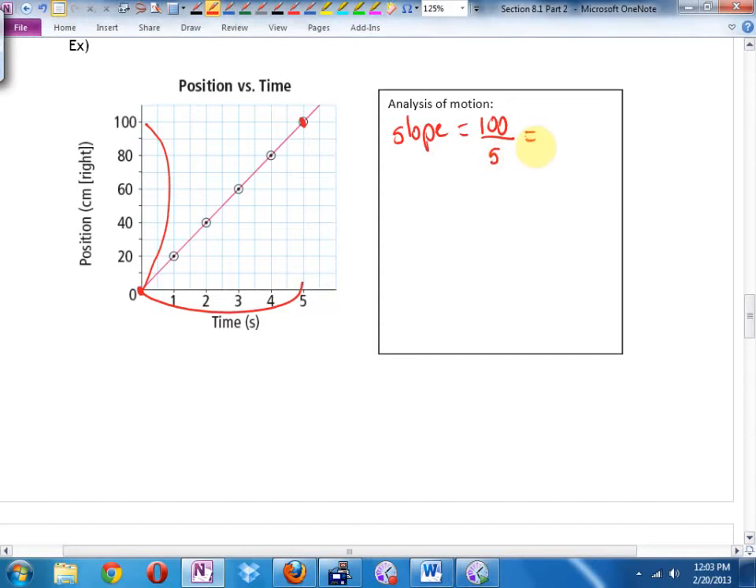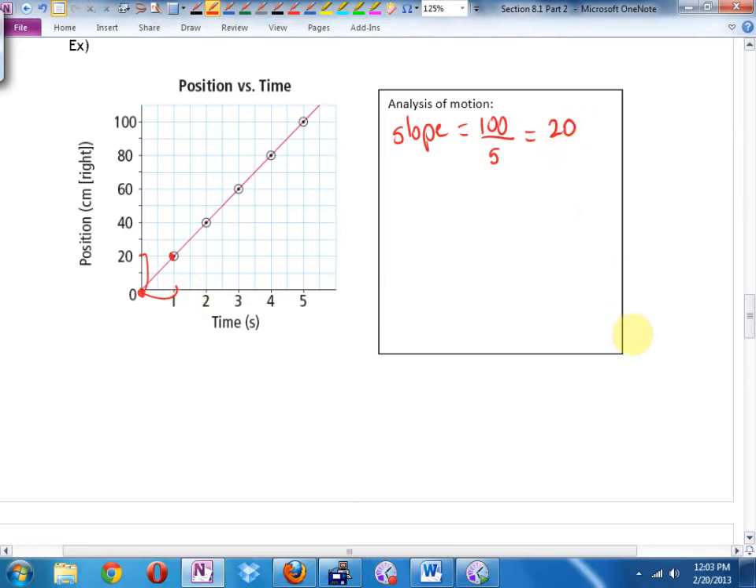What's the slope? What's 100 divided by 5, boys and girls? 20. And by the way, if I was really clever, Sarah, I could have gone from here to here. What's the rise? 20. What's the run? 1. And I can get 20 over 1, 20 in my head. But I get the same answer no matter which points I use. The slope is 20.